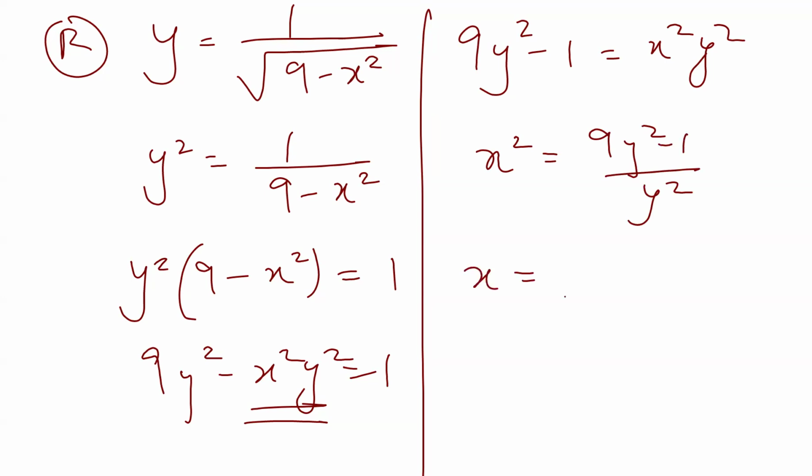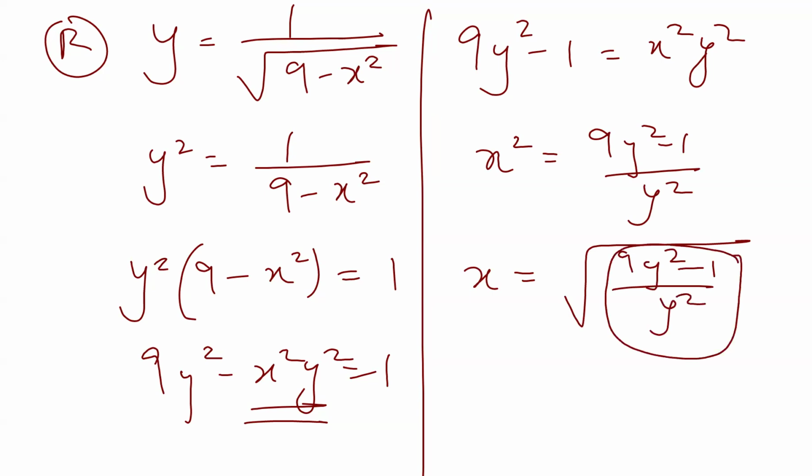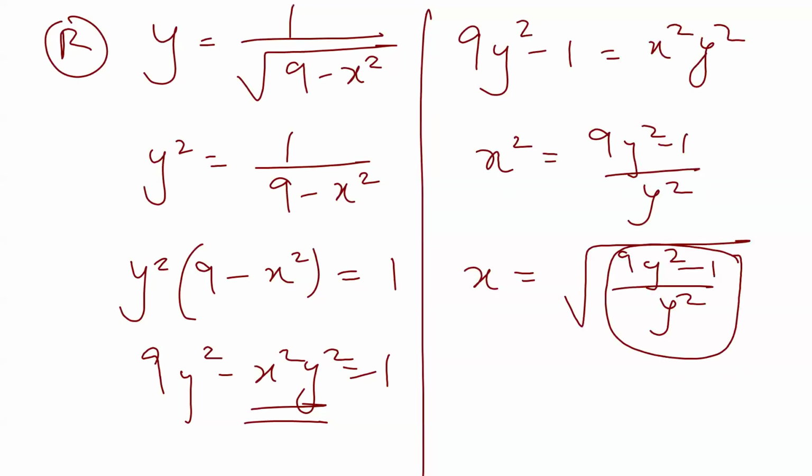So x is equal to root of (9y square minus 1) upon y square. So this inside part has to be greater than or equal to 0. The entire part.